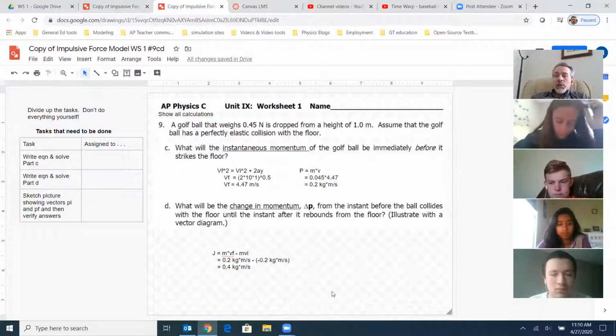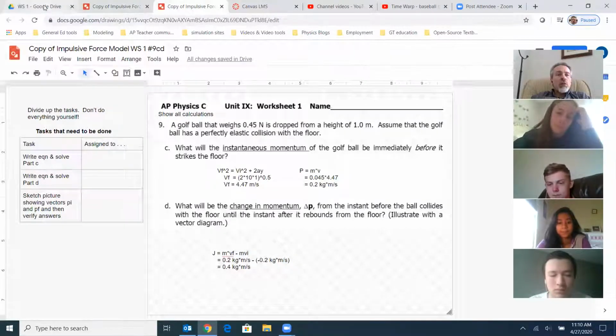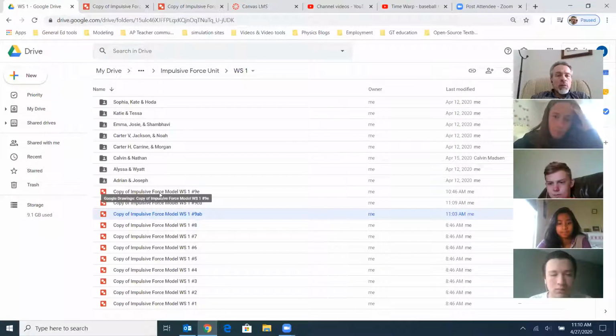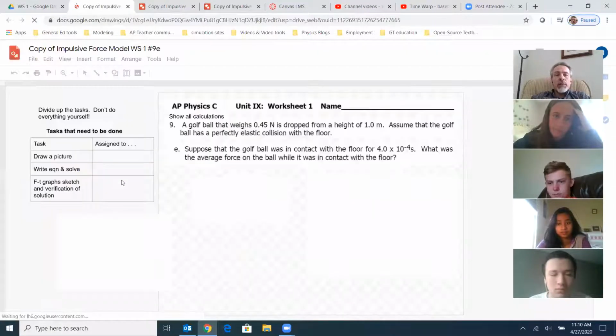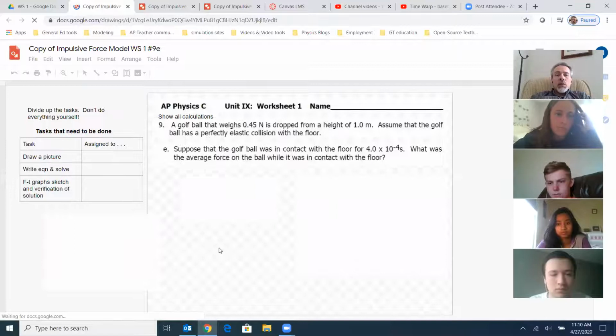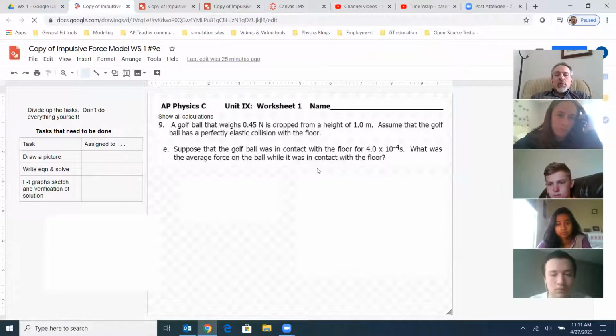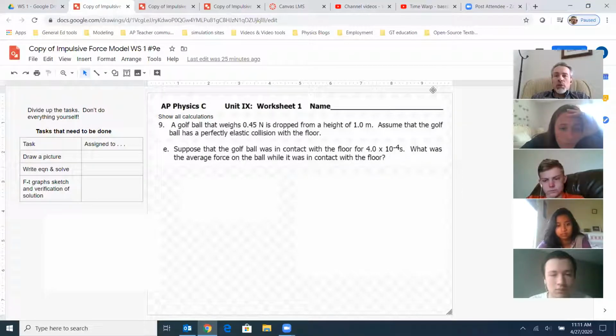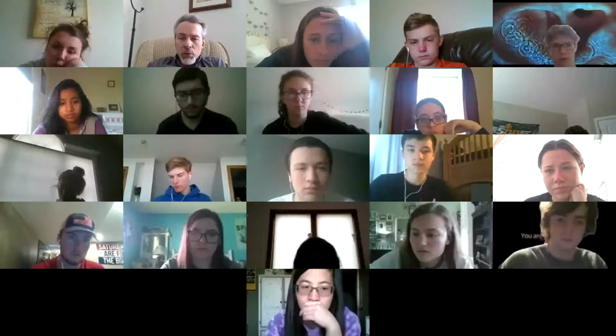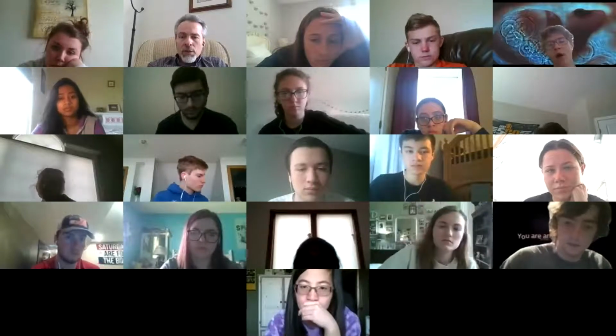Okay, any questions? Thumbs up if you understand that. Yeah, thumbs up or the reaction thing. Okay, so no questions. All right, so the last one we're doing on this worksheet is 9E. It tells you that it's in contact with the floor for this amount of time, and you're supposed to figure out what that force from the floor is. So let me go ahead and open up the breakout rooms again, and you go ahead and work it out.